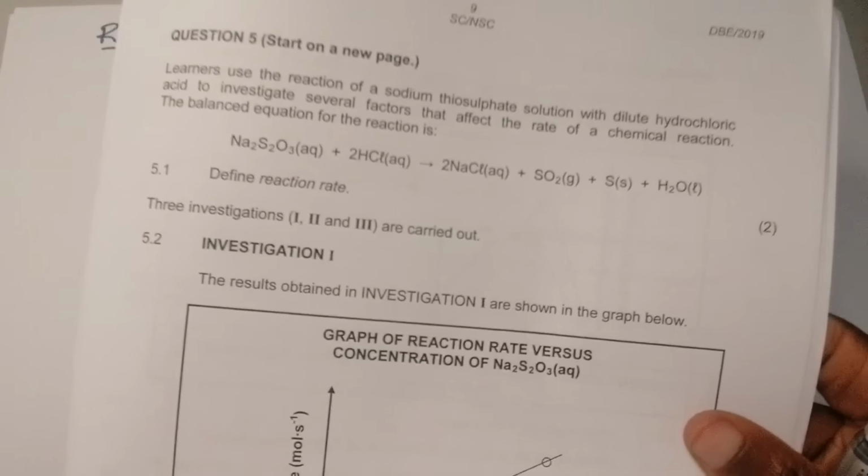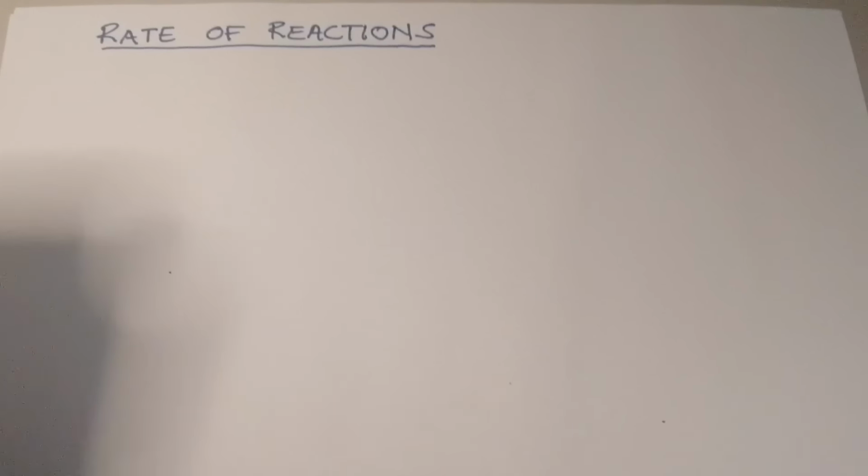They want us to define reaction rate. We did say it's the change in the amount of products formed per unit of time, or we can say it's the change in the amount of reactants used, right, per unit of time. Right, now let's get into the gist of the question.